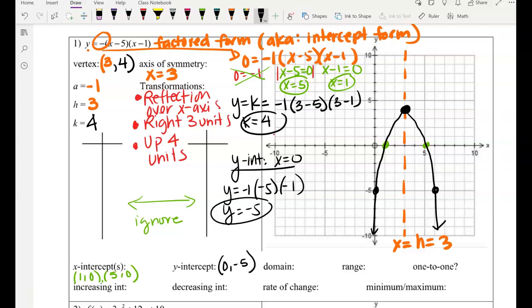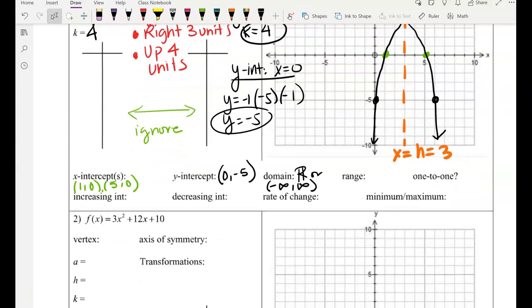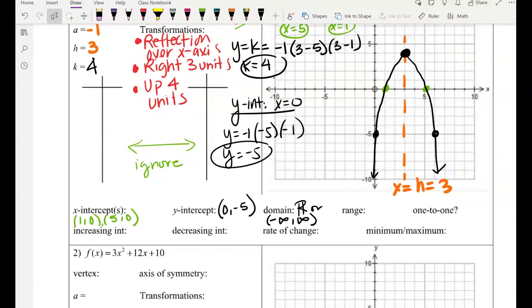Your domain for this one, students, is always going to be all reals, or if you are going to write it as interval notation, it's going to be from negative infinity to infinity. The range, the arrows are going downward, so we know we're going to have y less than or equal to, and the k value up here is 4. So y less than or equal to 4, my bad. Now, in interval notation, we have to write negative infinity first, comma, up to 4, and 4 is a bracket since that is inclusive. It is not one-to-one, students.